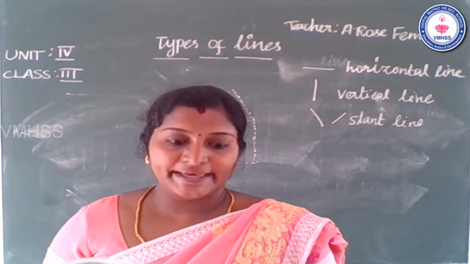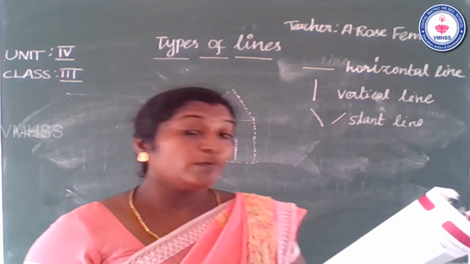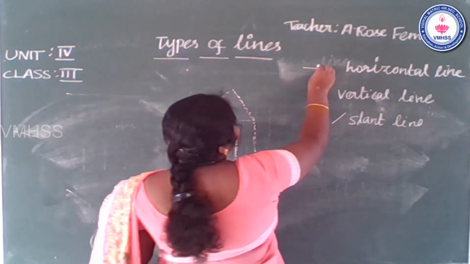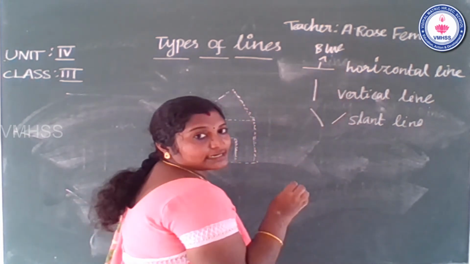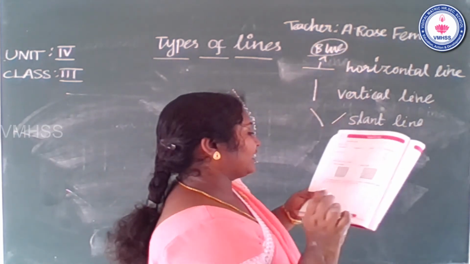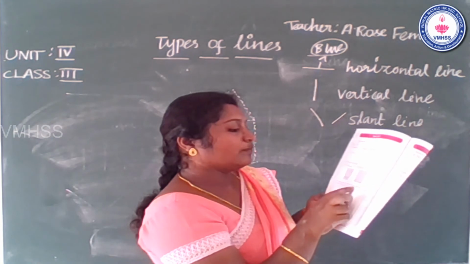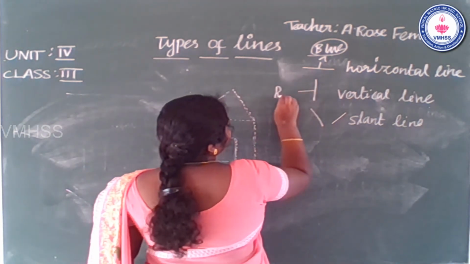In the images below, draw horizontal lines in blue color. Horizontal line, which color? Blue. This is the blue color. Draw horizontal lines in blue color and vertical lines in red color.